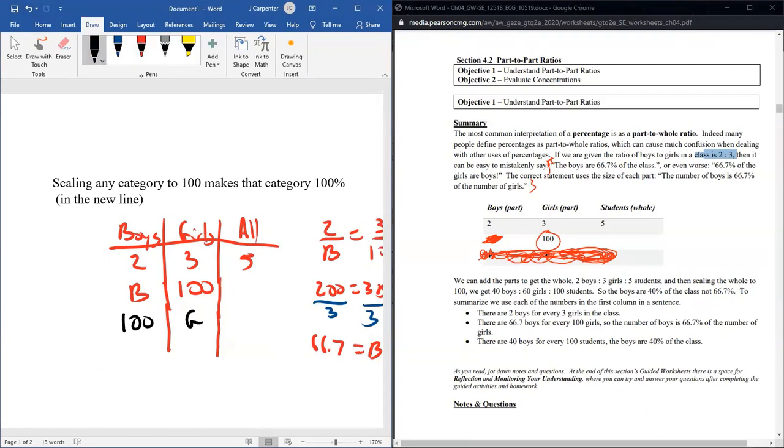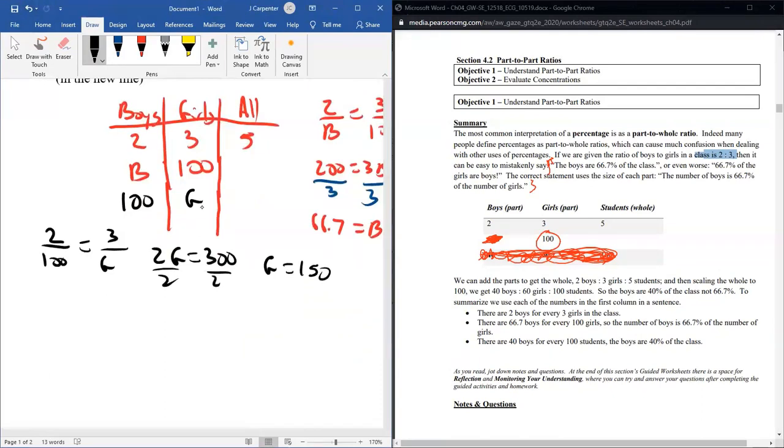Now you could draw your box around rows 2 and 3, but it's better to do it this way since then you're not using borrowed information. Corner, corner, corner, numbers, variable. So you go 2 over 100. Oops, let me undo all that just so you don't have it stuck. 2 over 100 equals 3 over the number of girls. You'll cross multiply, you'll get 2g equals 300. Divide both sides by 2. Half of 300 is 150. So g is equal to 150.